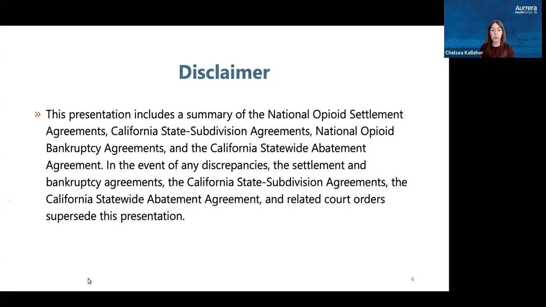This presentation includes a summary of the National Opioid Settlement Agreements, the State Subdivision Agreements, National Opioid Bankruptcy Agreements, and California Statewide Abatement Agreement. In the event that there are any discrepancies, the settlement and bankruptcy agreements, the state subdivision agreements, and the statewide abatement agreement and related court orders supersede this presentation.